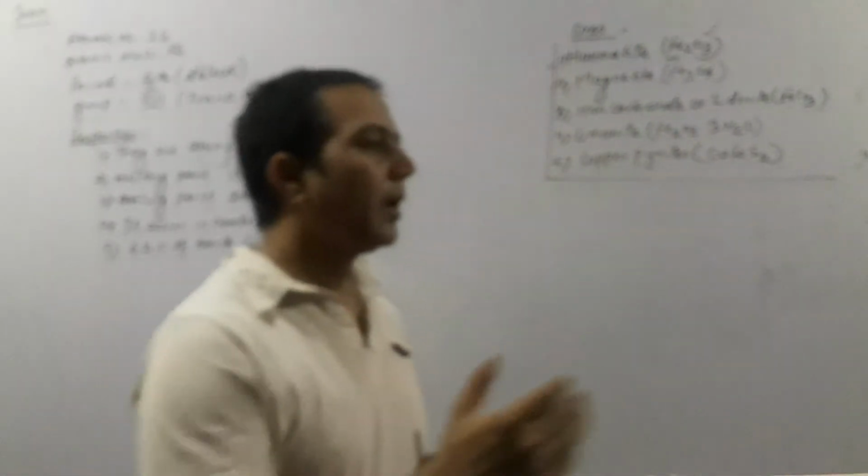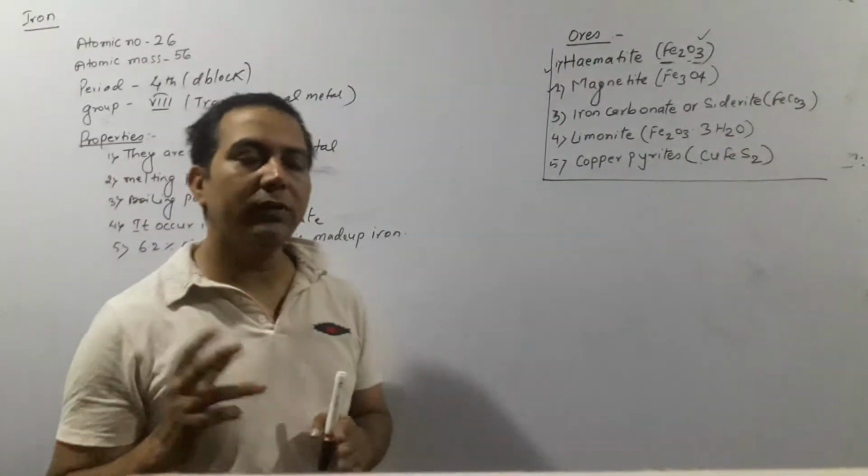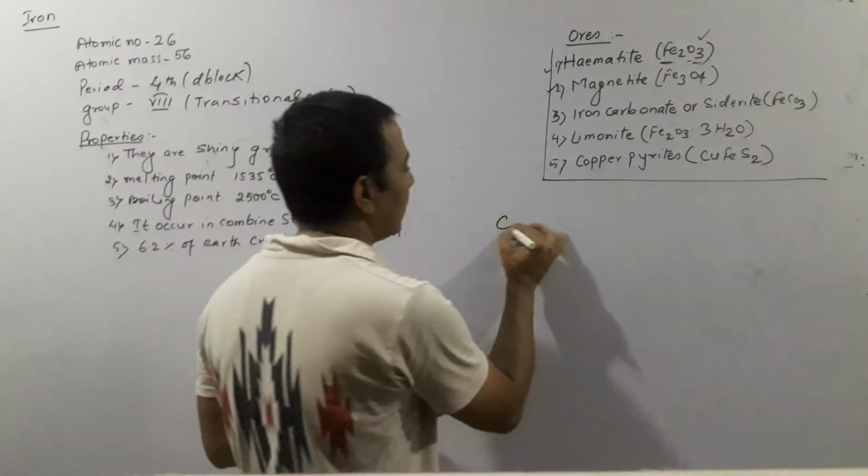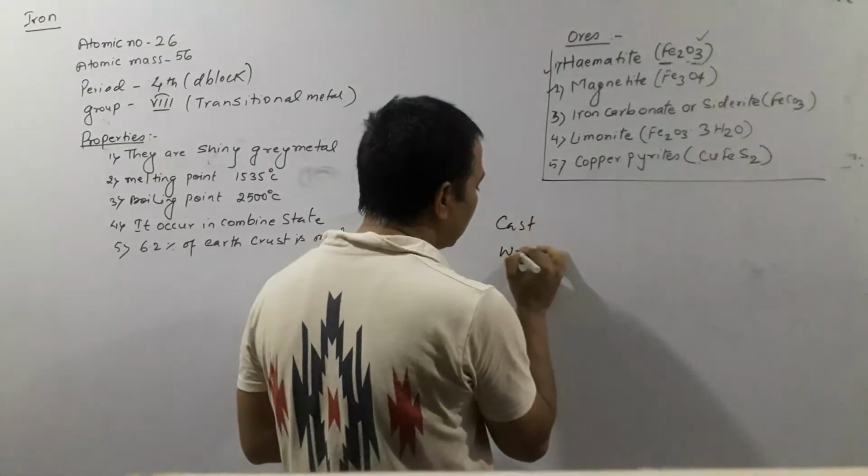If we talk about iron, mostly there are two types of iron. Okay, cast iron and what?